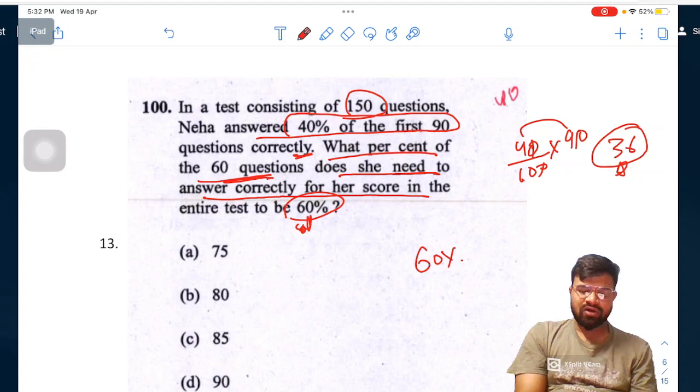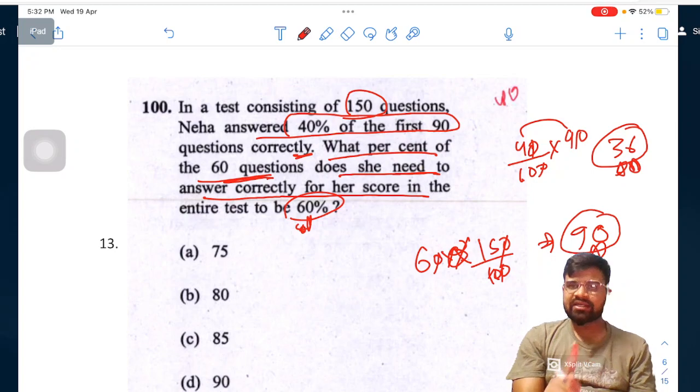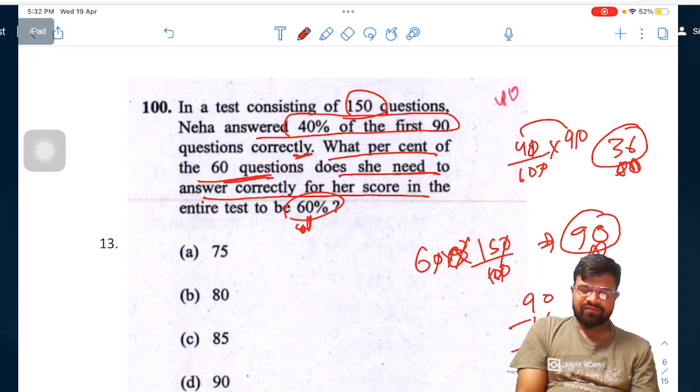Now 60% of 150 is 60 into 150 by 100. That means 15 into 6, so she has to get 90 questions correct. She has already done 36 questions correct. So she has to do 90 minus 36, that is 54 questions correct.